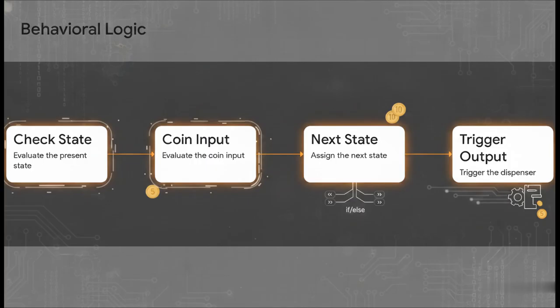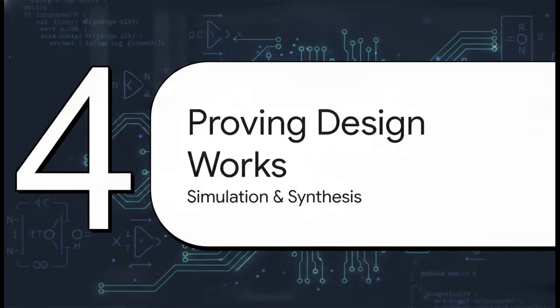Third, using a series of if-else statements, it assigns the next state. Like, if I have 5 and I get another 5, my next state is 10. Finally, step 4, if that next state hits 15, it triggers the output dispenser, which we represent with the variable y. It's essentially a highly organized, incredibly fast series of if this, then that commands. Part 4, proving the design works.